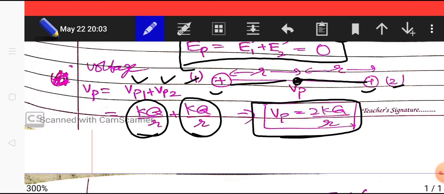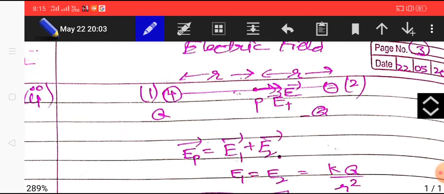So electric field is zero, but potential is double, 2KQ by R. The reason is potential is a scalar quantity and it is independent of the direction. Even if this positive charge is not at 180 degrees but is like this, the result is going to be the same in case of potential, but not in case of electric field, because electric field is a vector quantity.